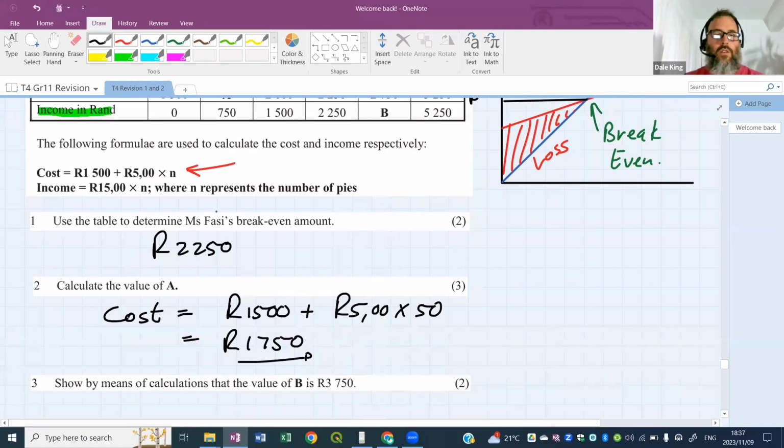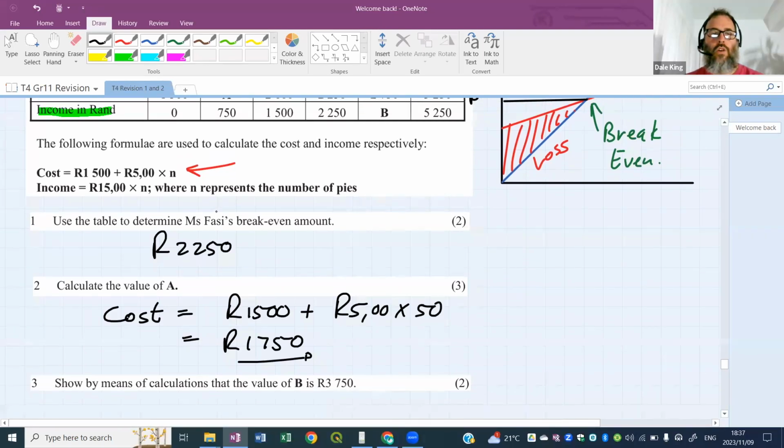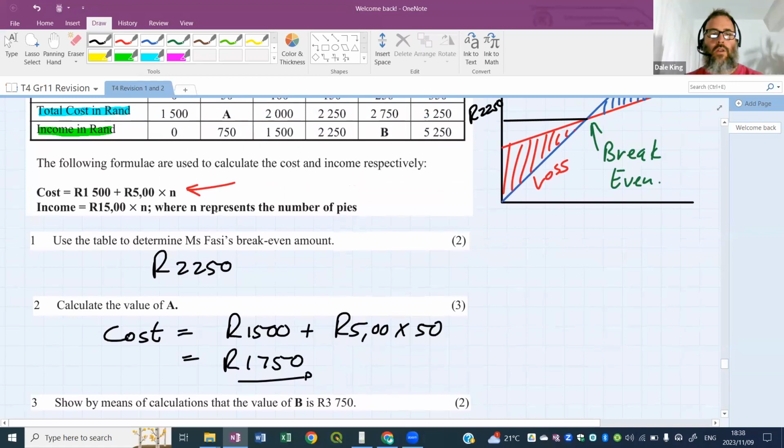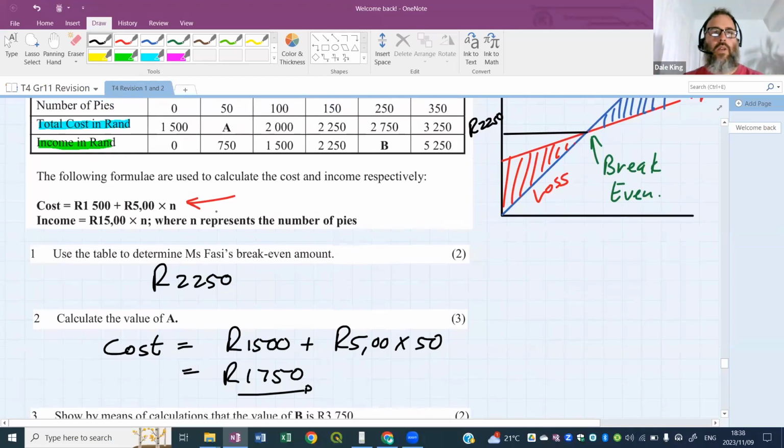I think they're going to ask, yes, show by means of calculation that the value of B is 3750. So they're actually giving it to you and they want you to prove it. Show, the next question, that the value of B is 3750. Now I'm going to hold it there. All right, so you can see the table. Oh, you need to see how many pies, eh? We need to work out B here.